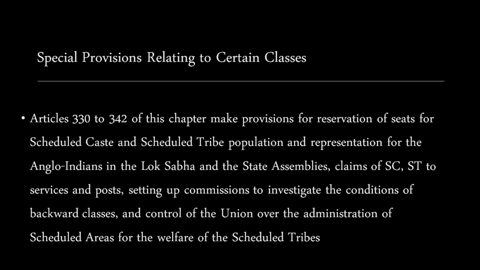Articles 330 to 342 of this part make provisions for reservations of seats for scheduled castes, scheduled tribes, and the population represented by the Anglo-Indians in the Lok Sabha and state assemblies, claims of the SC/ST to services and posts, setting up of commissions to investigate the conditions of backward classes, and control of the union over the administration of scheduled areas for the welfare of these tribes and castes.